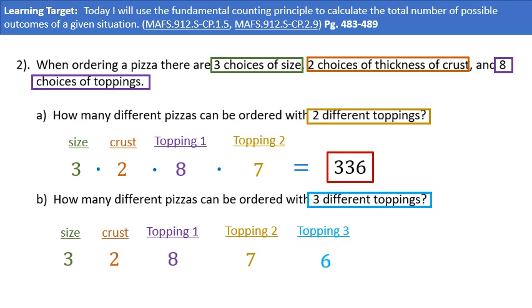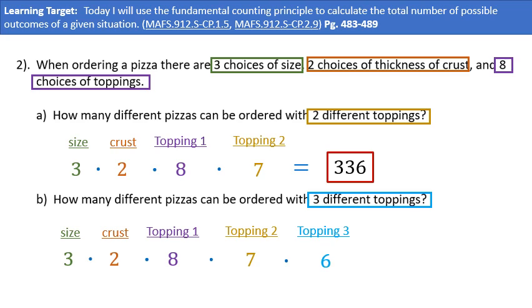So for that third topping, remember, I can't choose the topping I chose for topping 1. I can't choose the topping I chose for topping 2. So now I only have 6 possible toppings I have left to choose from. The number of choices I have for that third topping is only going to be 6 because I've chosen a topping for topping 1 and a different topping for topping 2. All right, multiply those things together.